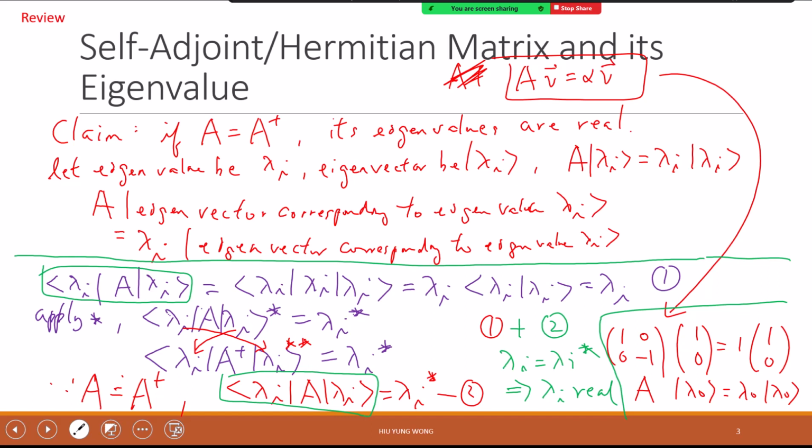Reviewing what we did last time, I already reviewed in the last lecture about Hermitian and self-adjoint matrices. I won't go into the details. Basically, if you have a matrix, you can find its adjoint matrix. If they are equal to each other, we say it is self-adjoint, and it is also called Hermitian. And by the way, how do you get the adjoint matrix? You do the transpose, swap the row and column, and then apply the complex conjugate. Sometimes people call this the Hermitian conjugate.